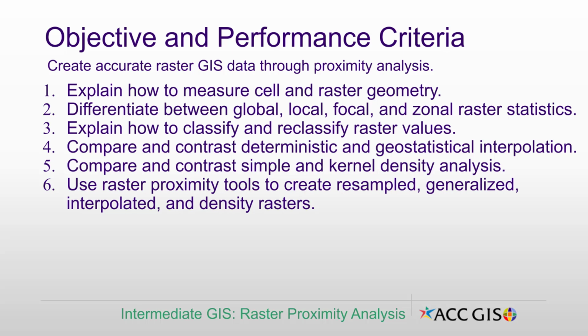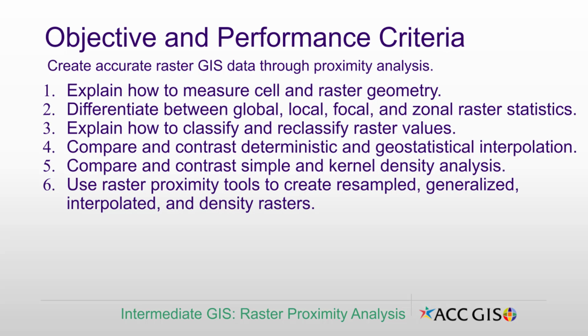At this point, you should be able to explain how to measure cell and raster geometry. When we calculate geometry in a raster data set, it all ties back to the cell length, which is the X width or the Y height, and the cell size, which is the X width times the Y height. And then if you want to calculate an area of a collection of cells, you multiply the cell size times the cell count.